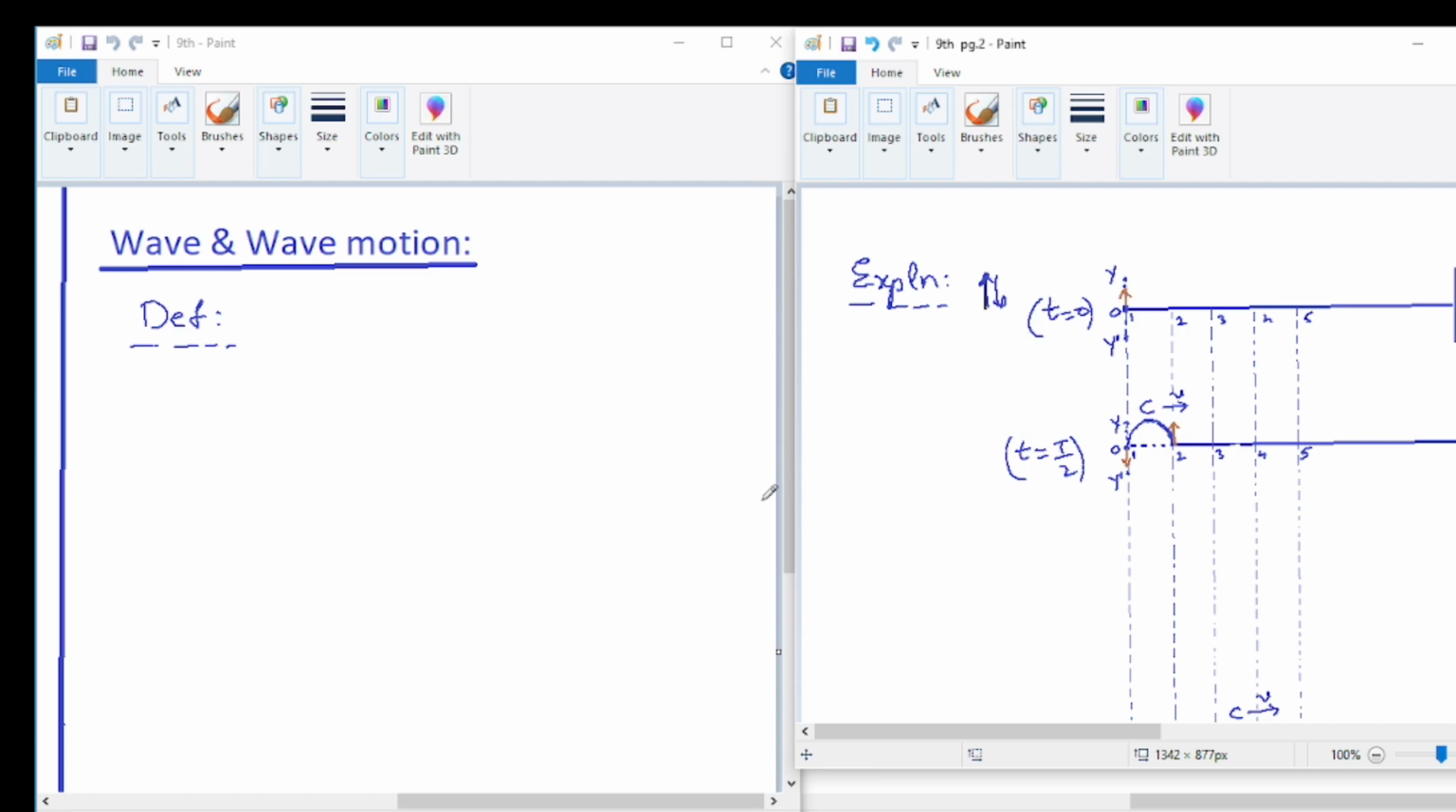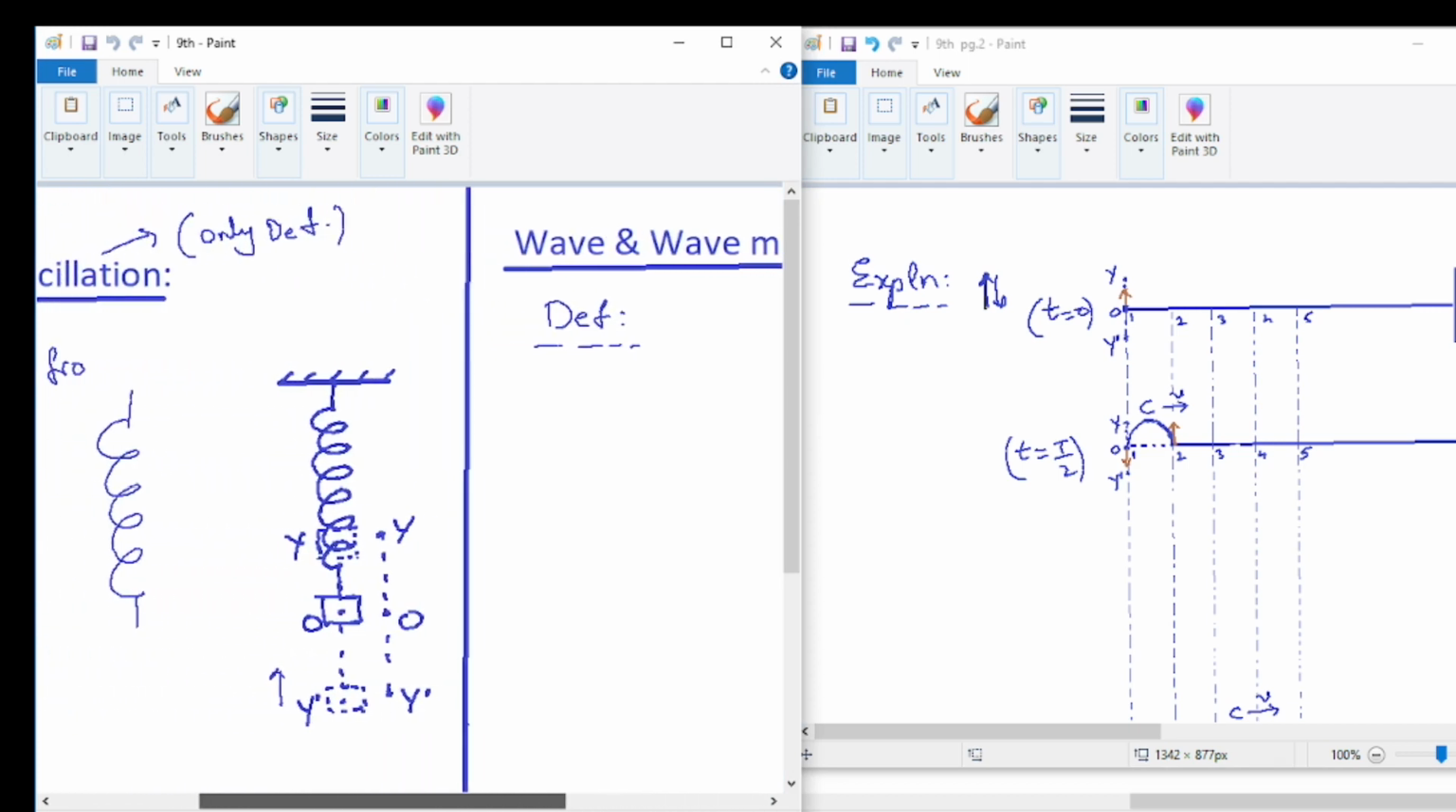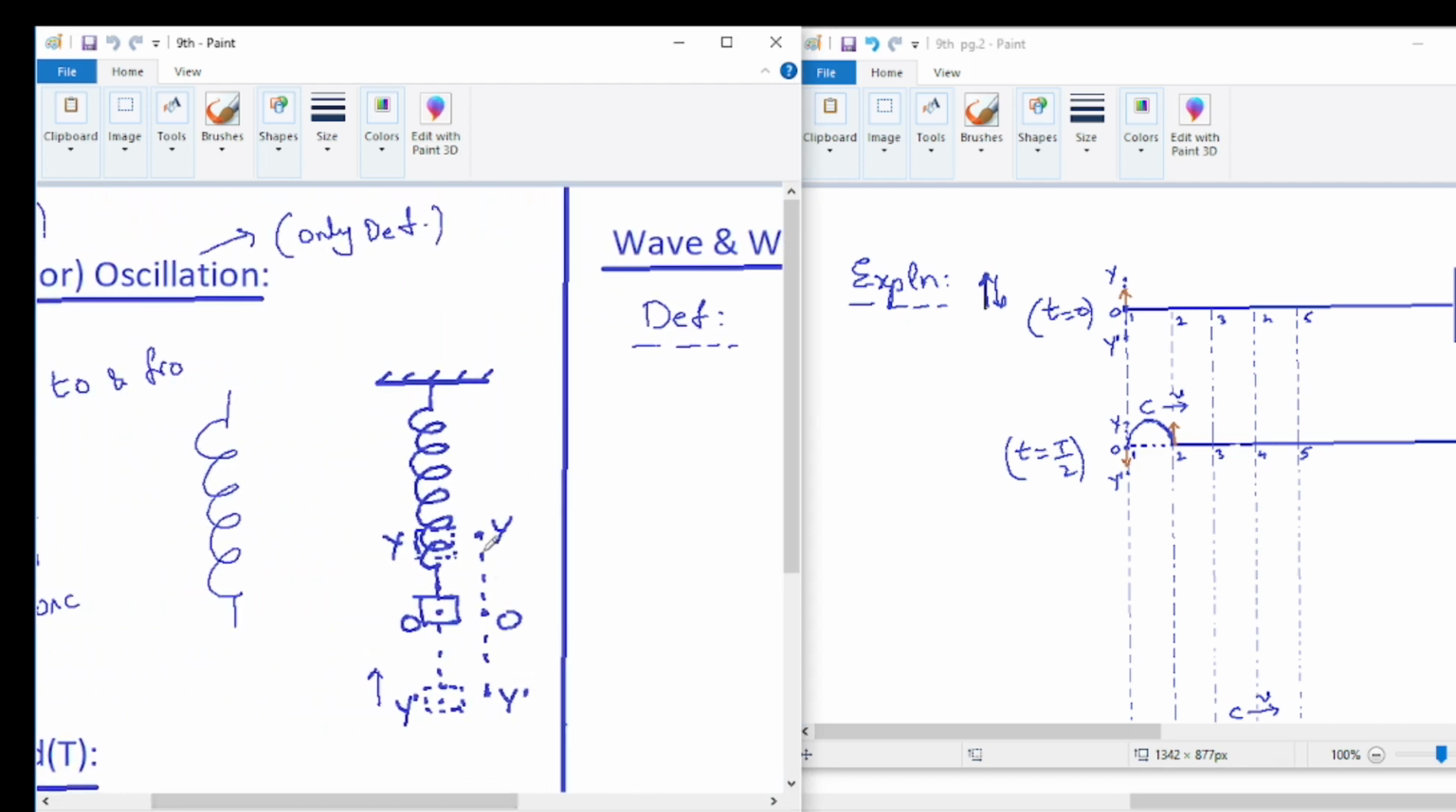Now this is somewhat similar to vibration. Already we have seen the meaning of vibration. Just see here, this was the meaning of vibration. So what is vibration? We take an initial position of the object, the load, which is O. We move the load down to the position Y dash, and then we leave the load here.